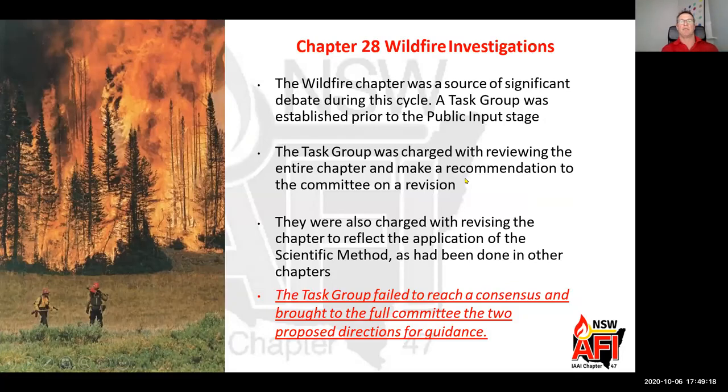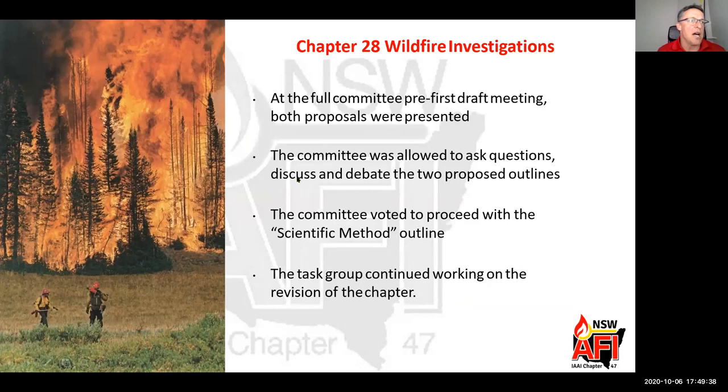And chapter 28, Mr. Woods' favourite chapter, wildfire investigation. So what happened here is that they created a task group to look at changing the wildfire investigation chapter. So this obviously is in, let me just bring up the other one.